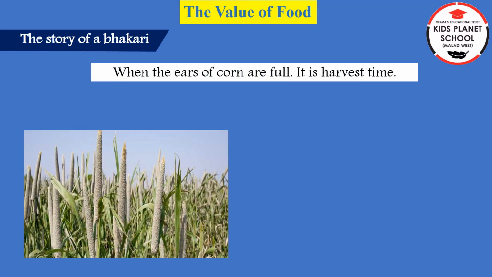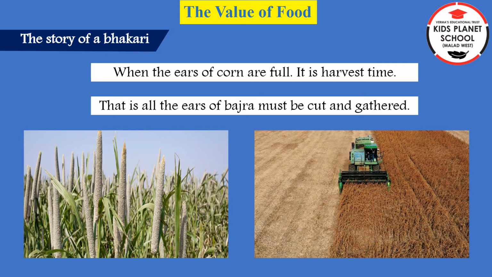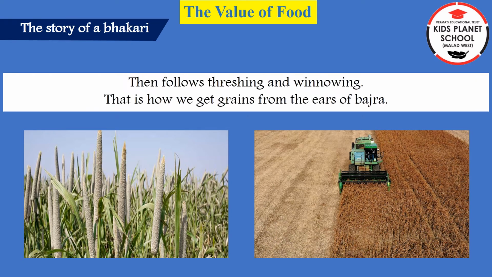When the ears of corn are full, it is harvest time. When the crops are completely grown, it is time to gather the crops. That is, all the ears of bajra must be cut and gathered. Then follows threshing and winnowing. That is how we get grains from the ears of bajra.